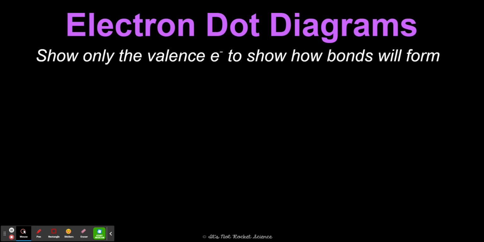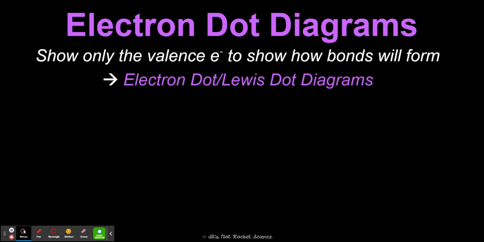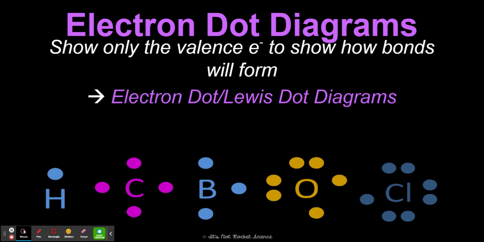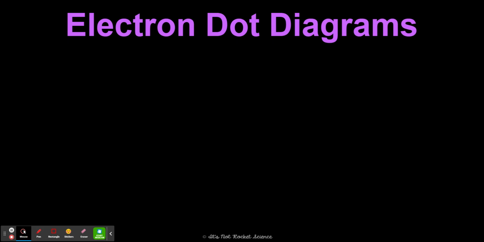You may also have heard them called Lewis dot diagrams or just Lewis diagrams, all the same thing. These are much more handy when we're trying to figure out what kinds of compounds things are going to form, how the electrons are going to move, that kind of stuff. Okay, so here's some of what these look like. There's hydrogen, carbon, boron, oxygen. So they're a whole lot simpler, which makes them really handy to use for certain applications. So let's take a look at how you do these.